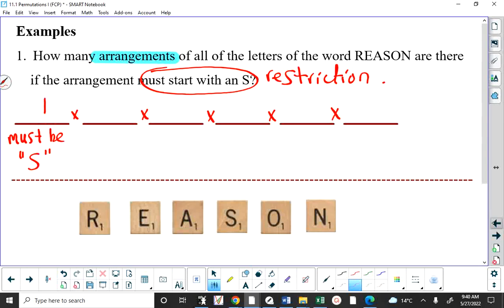And then I have to make decisions on the other blanks. Now you can decide on them in any order you like, but I like working in an organized way from left to right. Arden, how many different letters can I choose from to put a letter in the second blank? 5. Because I've already chosen the S, right? So this is 5. And then how many do I have to choose from for the next blank?